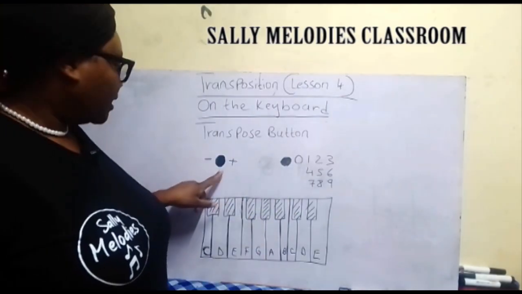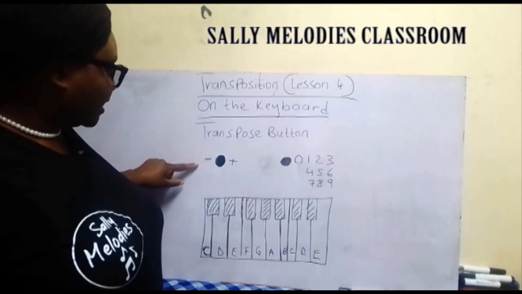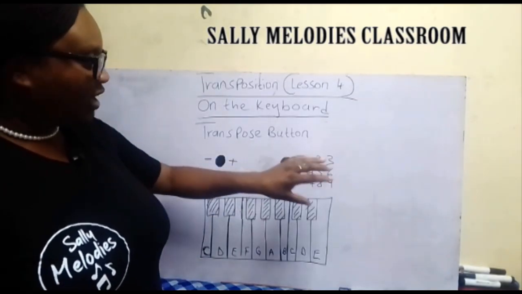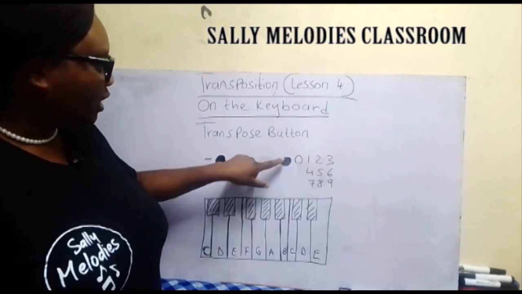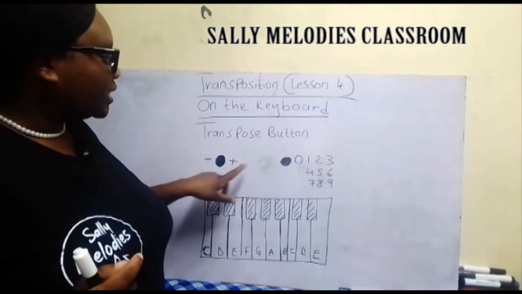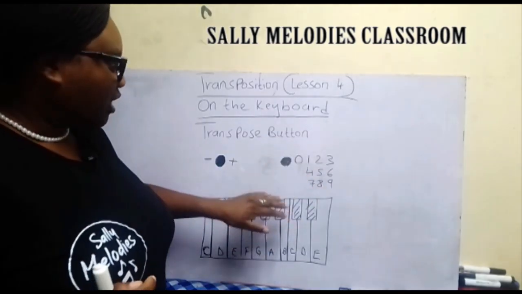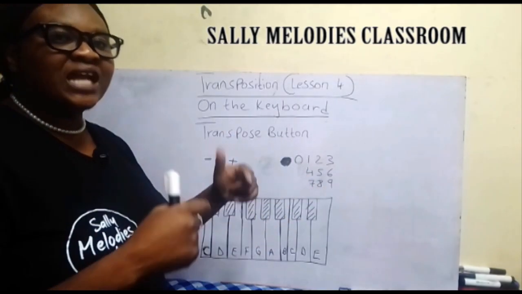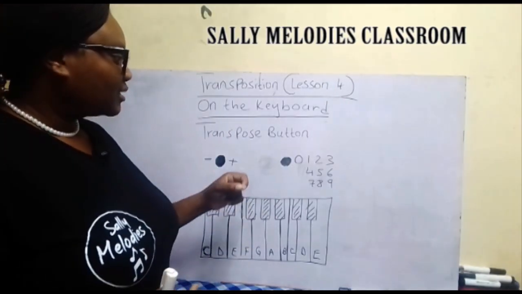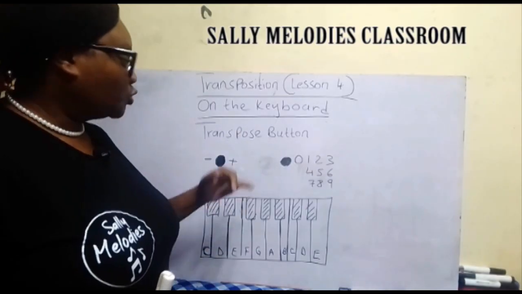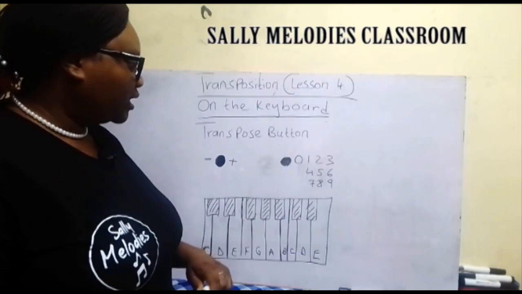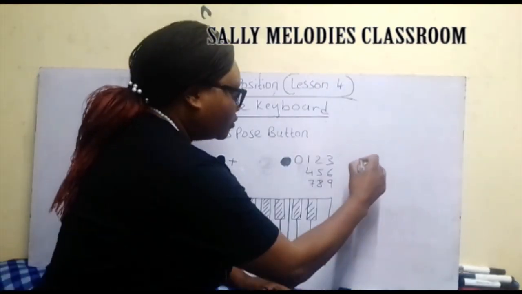It has a minus on this side and a plus on this other side. And then we also have other keyboards that have a button, but it does not have the minus or the plus sign. It has some numerals, whereby you choose the number that you want to use, the number of semitones to transpose. When we talk about transposing on the keyboard, here we talk about intervals.